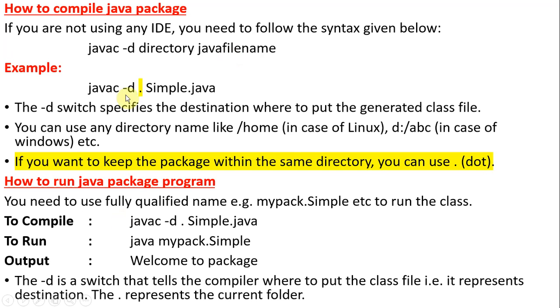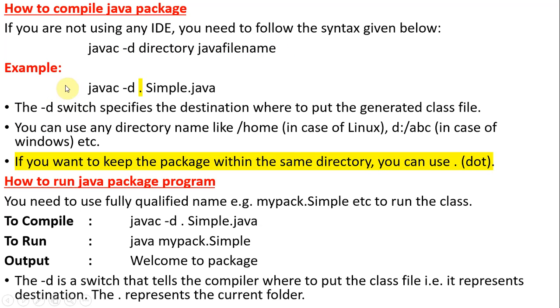In case you are not using any IDE, integrated development environment, for C language you have Turbo C. For Java we have different IDEs: Eclipse, NetBeans, Notepad, Notepad++, where programs are executed with a command prompt. If you are not using any IDE, then you can use this syntax in the command prompt. javac minus D is called a switch. So the syntax is: javac space minus D space directory space Java file name.